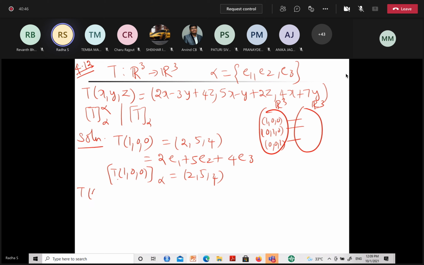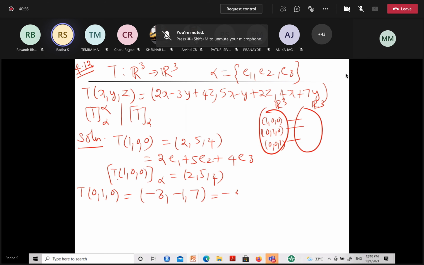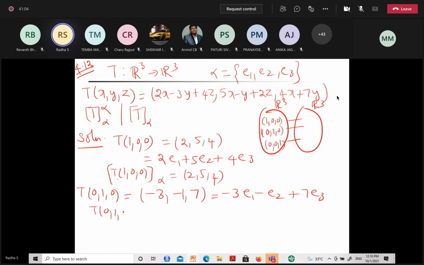Then T of 0, 1, 0. What is T of 0, 1, 0? It is minus 3, minus 1, 7. So minus 3 E1, minus E2, plus 7 E3. So T of 0, 1, 0 with respect to alpha is minus 3, minus 1, 7. Same only it will come here because both sides are the standard basis, right?